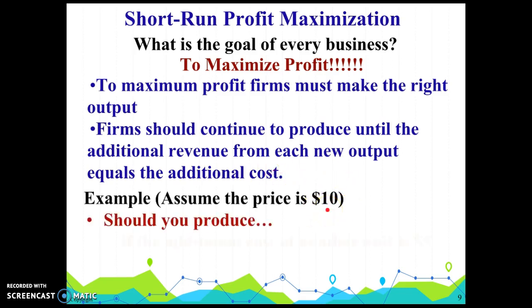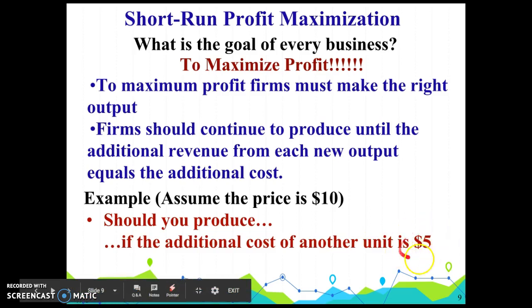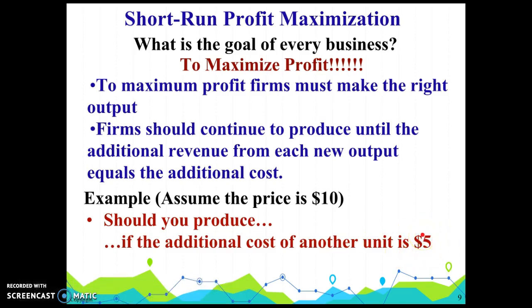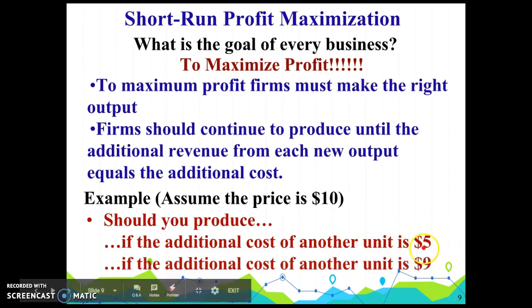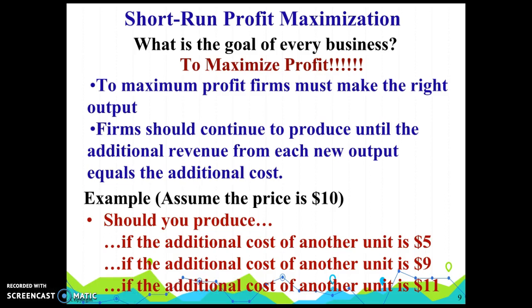If our price was $10, do we produce if MC equals 5? Yeah, right? MR is above MC. Do we produce when it's 9? Yeah, sure. MR is above MC. If it was 11, no. MC is above MR now, so we don't want to produce. If the question said additional unit is 10, yeah, we produce. MR equals MC, and including that point. We'll do some practice in class.